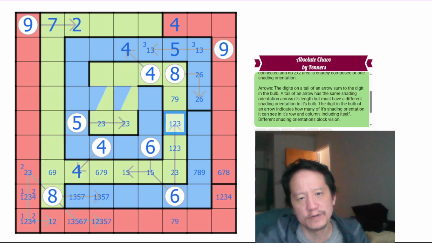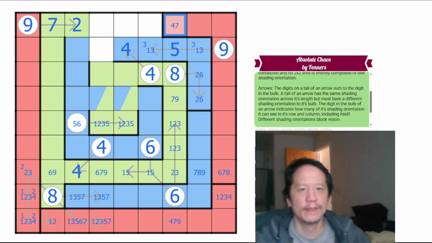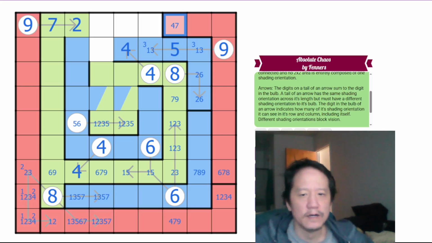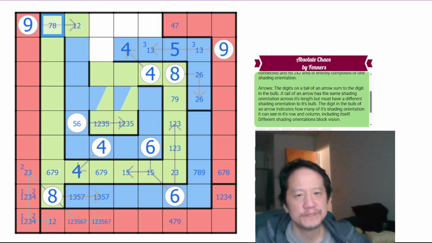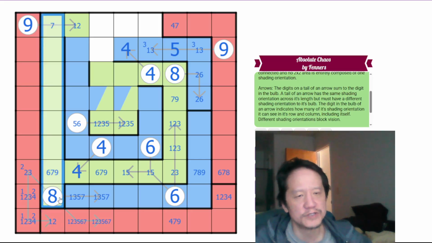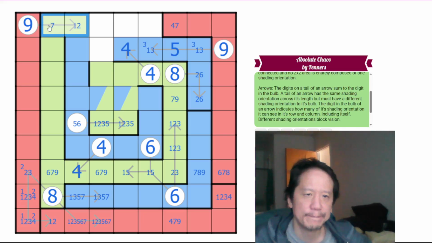Dang it. I don't know where I messed up. Oh, I see. Here. This doesn't have to guarantee this one because this is not necessarily all the same region, right?